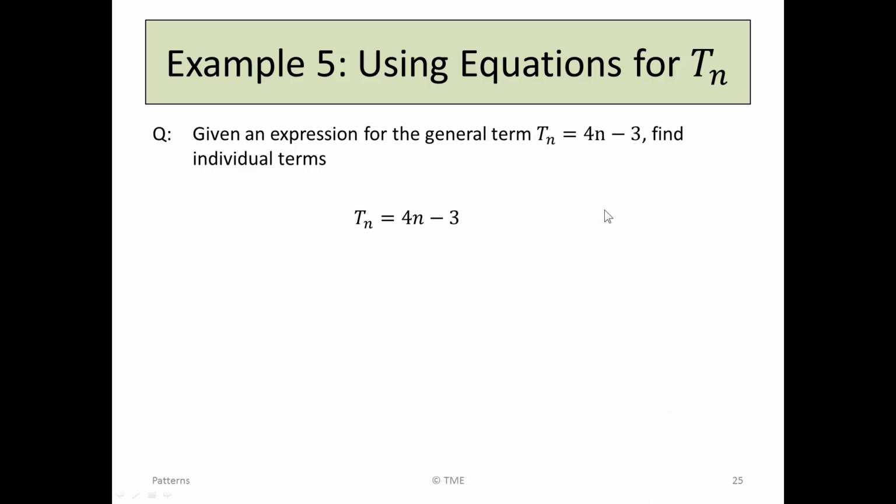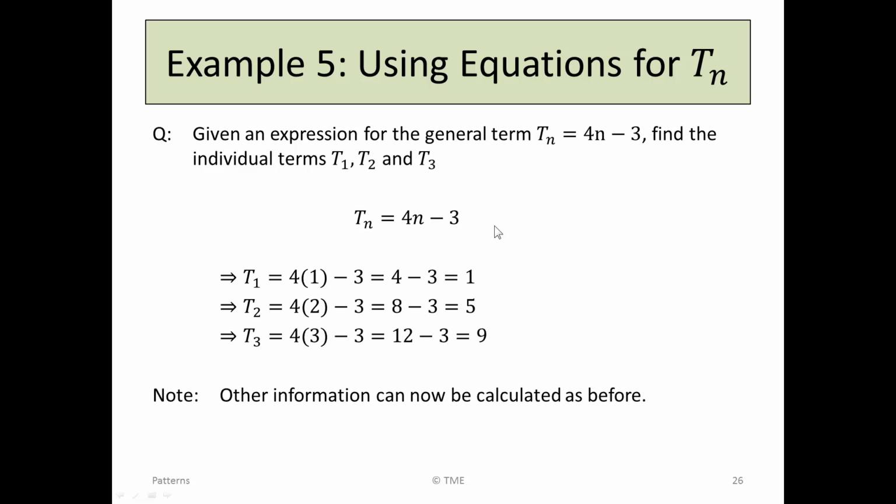We now look at example 5, where we're using equations for Tn. You're told the value for Tn for your sequence. So, given an expression for the general term Tn, and told that in this sequence it's 4n minus 3, find the individual terms. So let's say we look at terms T1, T2 and T3. We just simply have to substitute 1 for the value of n. So T1 will be 4 times, not n, but 4 times 1 minus 3, or 4 minus 3 equals 1. T2 would be 4 times 2 minus 3, or 8 minus 3 equals 5. And T3 would be 4 times 3 minus 3, or 12 minus 3 equals 9. So our first three terms would be 1, 5 and 9. And with that we can calculate the common difference, the starting term, and proceed as before.